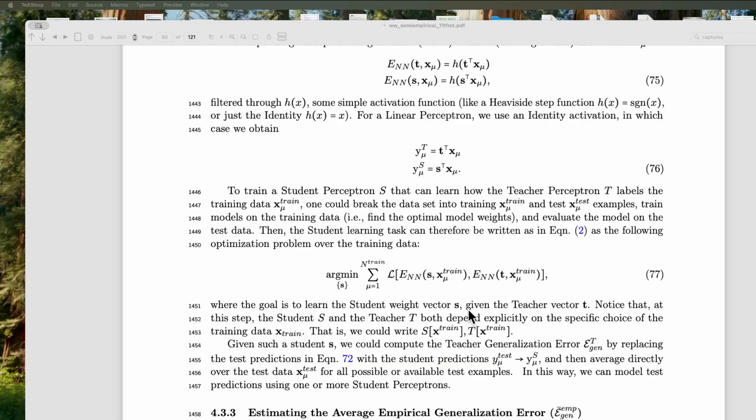This is what people do. This is what today they call student-teacher learning, right? Or distillation, where people are trying to distill DeepSeek onto Qwen, and they're essentially doing this. So this is something people do all the time in practice. Notice that at this step, the student and the teacher both depend explicitly on the choice of the training data. So we could write S depends on the train and T depends on the train. We just don't do it that way.